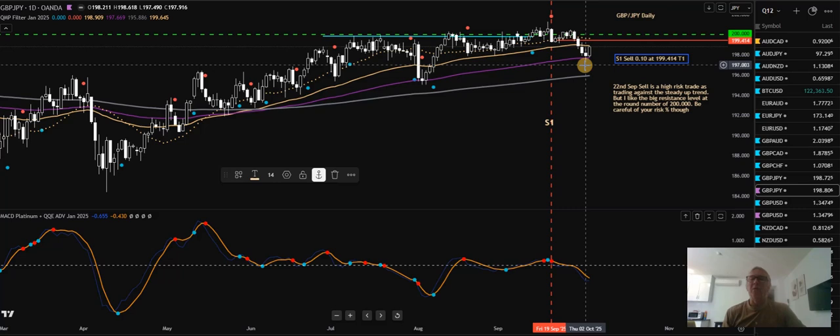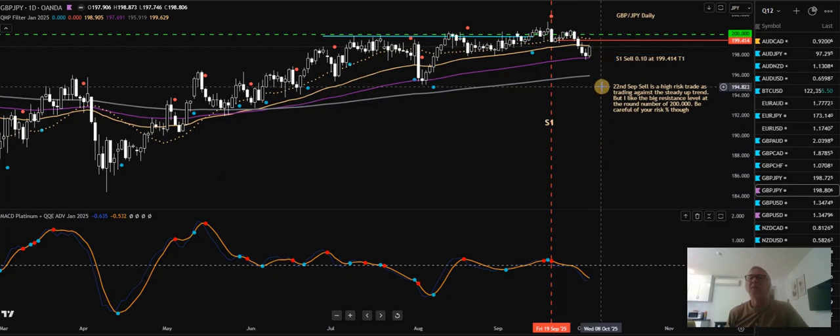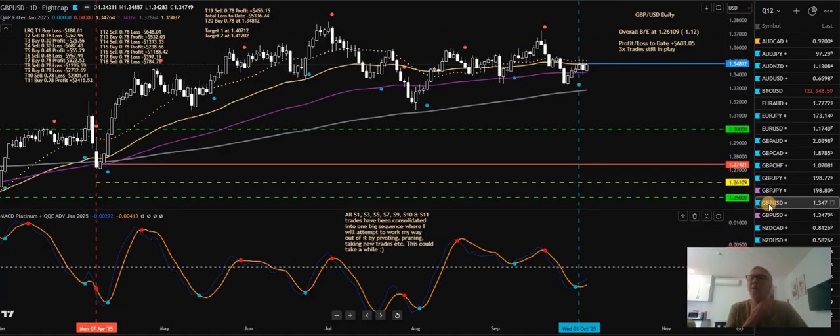I'm not, because I'm in a loss recovery, so I've got to try and milk every pip I can out of it, but it looks like it's starting to turn up at the moment. On Friday, it's a big reversal. It's heading down nicely, but then we got this reversal. MACD platinum is below the zero level. It was still winning on the previous trade, just not looking that good at the moment.